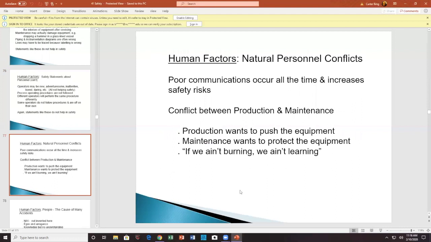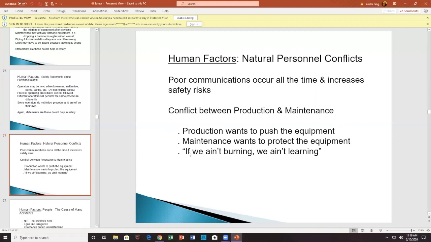Human factors: poor communication occurs all the time. Safety risks increase. There's a conflict between production and maintenance. Production wants to push the equipment. Maintenance wants to protect the equipment. So you have that conflict.